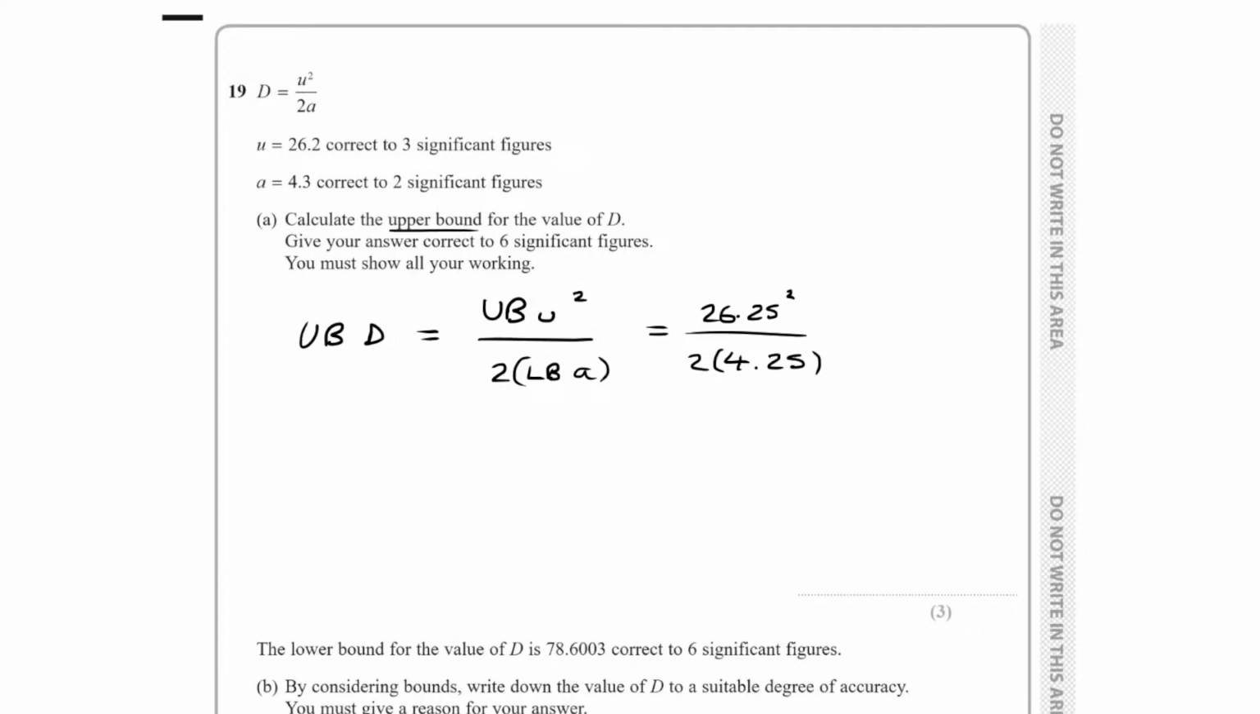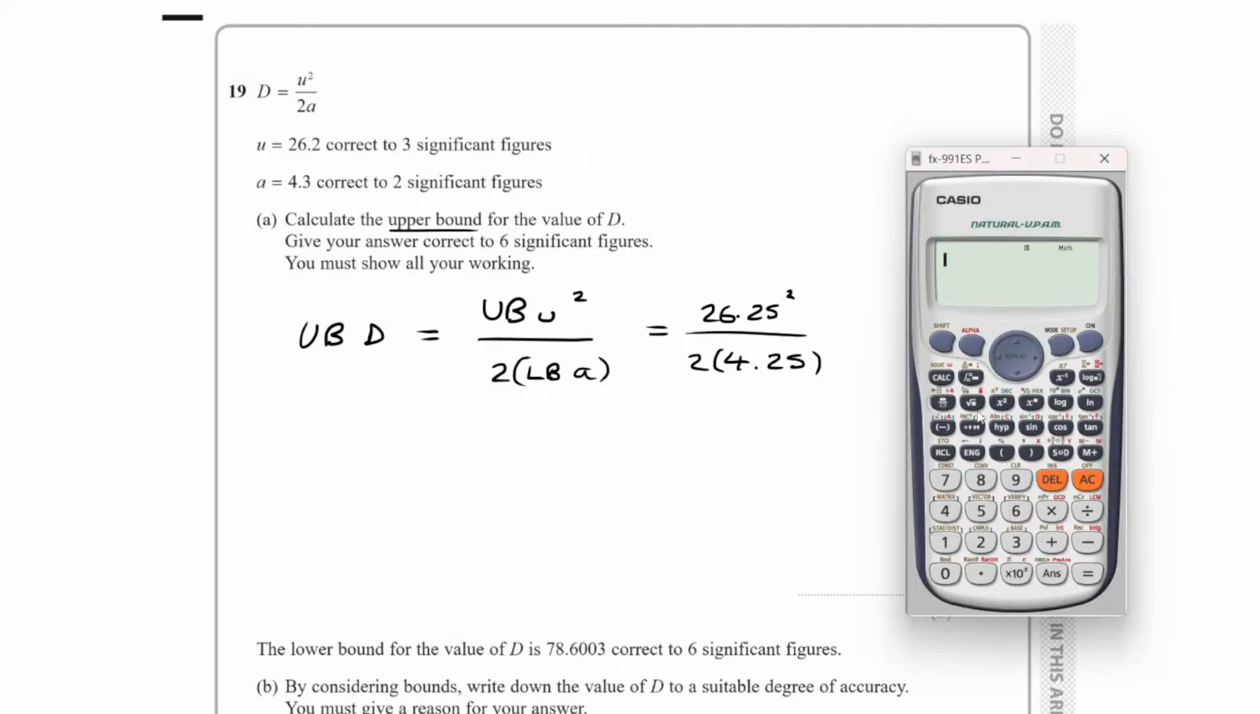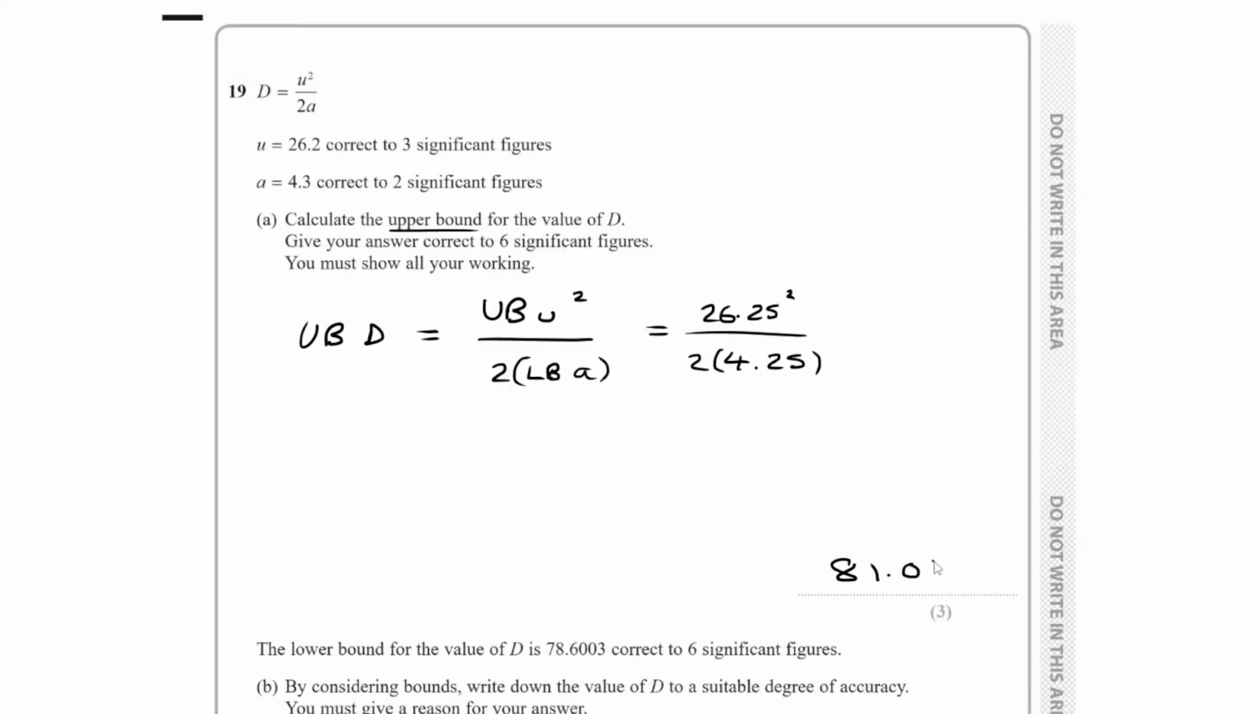So once you figure that out, it's then really straightforward, just subbing it into your calculator. 26.25 squared over 2 times 4.25. Now remember, they did say 6 significant figures, so 1, 2, 3, 4, 5, 6, but the one after that is a 7, so I would round it up. So I would say 81.0662. And that's 3 marks already. And then there's a part B.